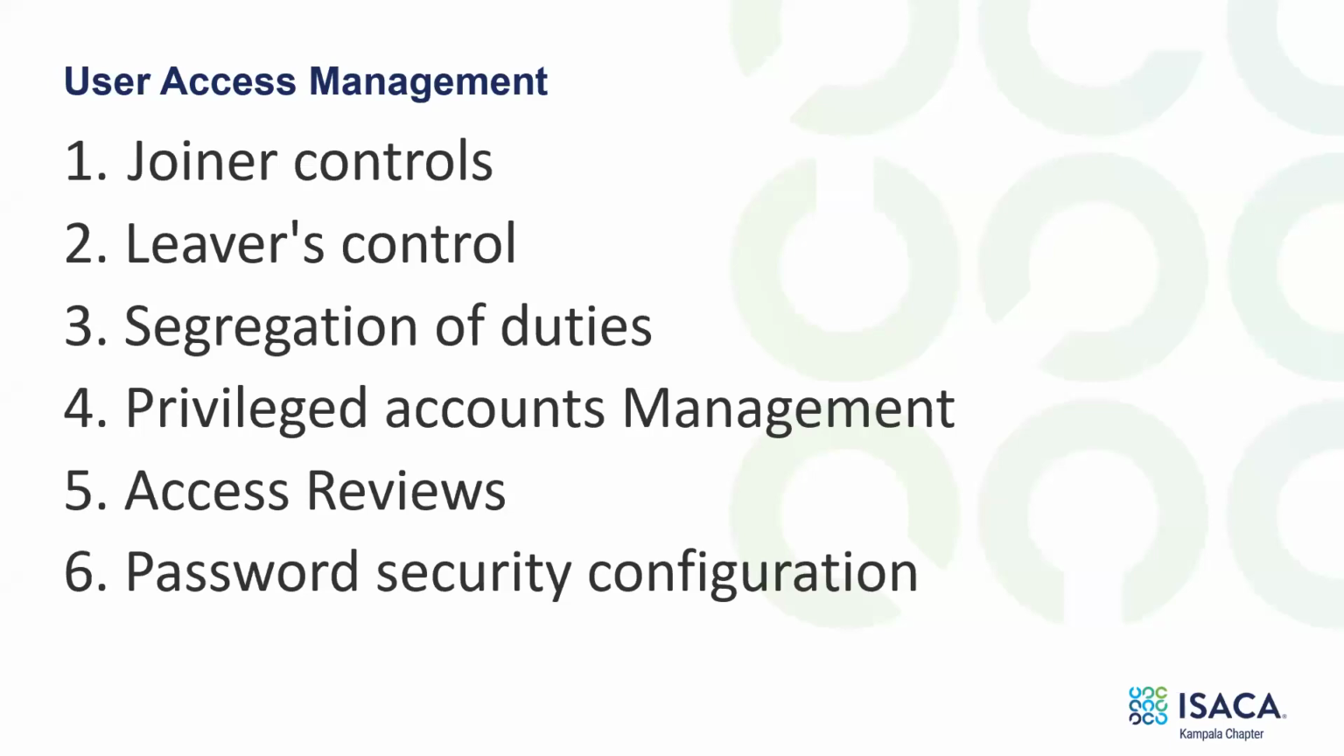Just get a sample of some users that have been enrolled within a given period, then trace them back to what we call enrollment tickets, to see whether these users have been approved by the application owner. Then we can also look out for what we call duplicate accounts.